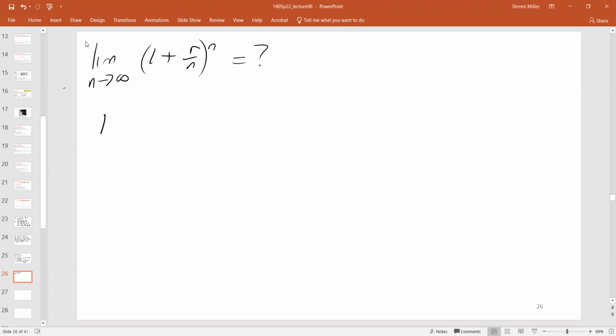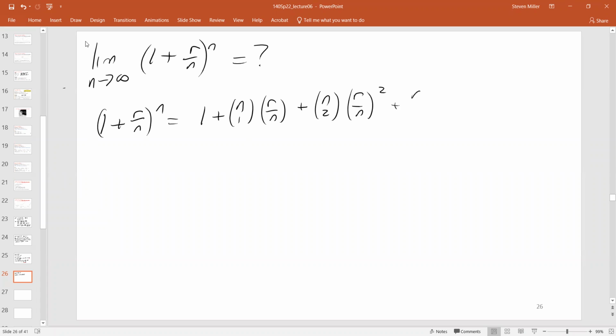We can try to figure out what this looks like. If we have 1 plus r over n to the n, it's going to be 1 plus n choose 1 times r over n to the first power, plus n choose 2 times r over n squared, plus n choose 3 times r over n cubed, plus dot dot dot, n choose n times r over n to the n. Now, r is going to be less than 1 typically, so r over n raised to the nth power, the further we go, the less that's going to be because we're dividing by n, which is getting huge.